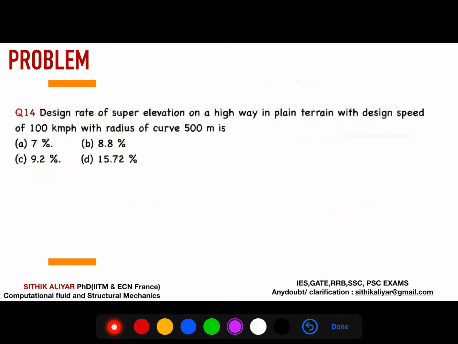So they are asking to design the rate of super elevation on a highway in a plain terrain. They have given a plain terrain with a design speed of 100 km per hour, and with the radius of the curve 500 meters. This is what they have asked, and they have given some options.